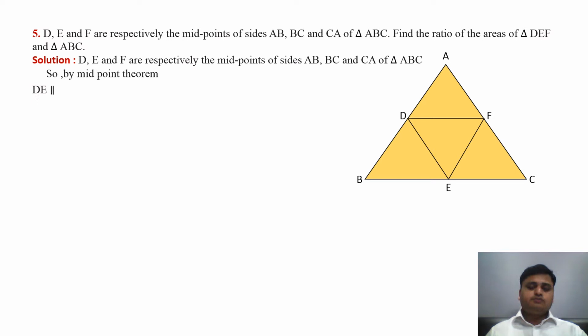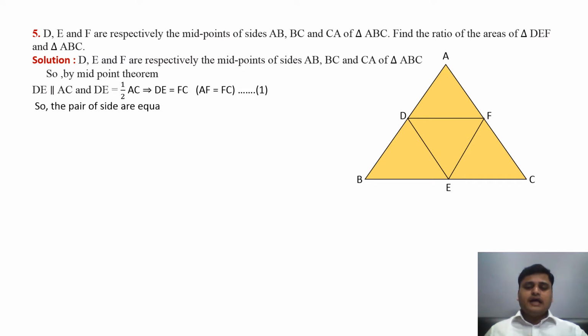Now what does that midpoint theorem state? If D and E are the midpoints of triangle ABC on the sides AB and BC, then DE is parallel to AC and DE is half of AC. Now half of AC can be written as either AF or FC. So I have taken FC. Why will we take it? Since we are going to prove that DECF is a parallelogram.